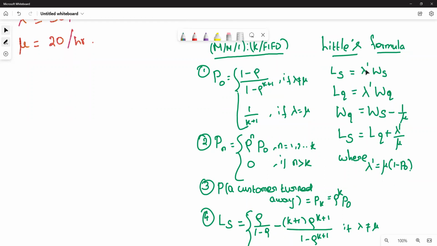So what does lambda dash denote? Effective arrival rate, which is given as mu into 1 minus P naught. The formula is mu into 1 minus P naught. And these are all the set of formulas we should remember.